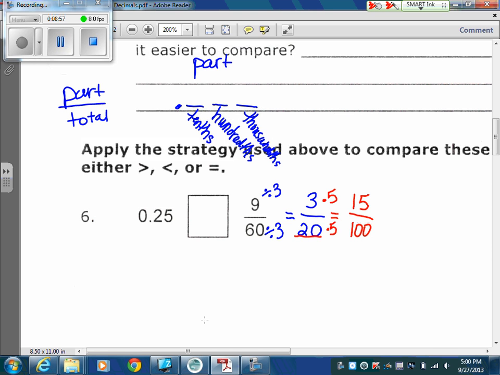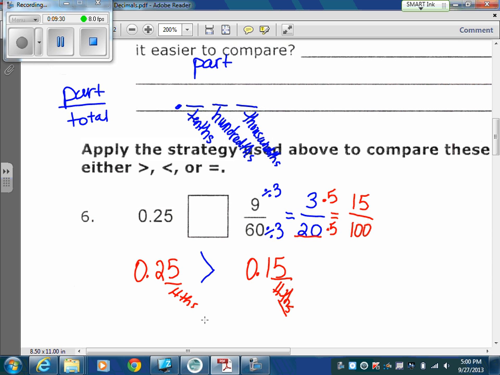Now it's sounding like a decimal. I'm just going to write 15 and make sure it's in the hundredths place. And then I've got my decimal here that they already started me with, and that's 25 hundredths. So I don't even need to add zeros. They already are in the same place value. So for this one, they're asking which sign do I put, greater than, less than, or equal to. Well, I know that 25 hundredths is greater than 15 hundredths.